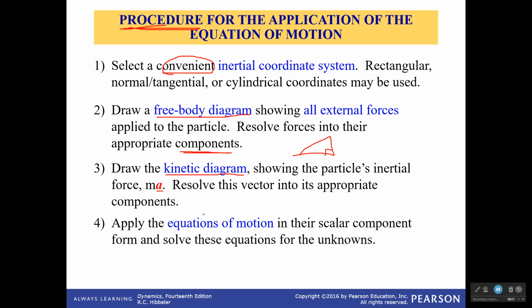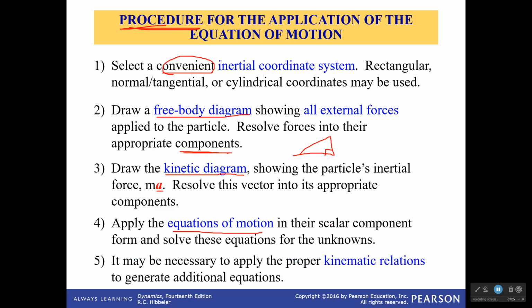Finally, or not quite finally, you're going to apply the equations of motion in their scalar component form, and you're going to solve those equations for your unknowns. And then finally, if you have to, you're going to pull in your kinematic relations. This is going to happen a lot as we go further along. We're going to have our equations of motion, they won't be enough, and so we'll have to come back to our kinematics. You never get to forget this. Just because we're outside of chapter 12 doesn't mean that we forget our kinematic equations.